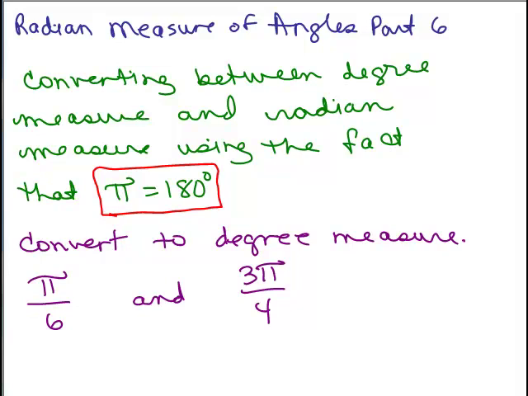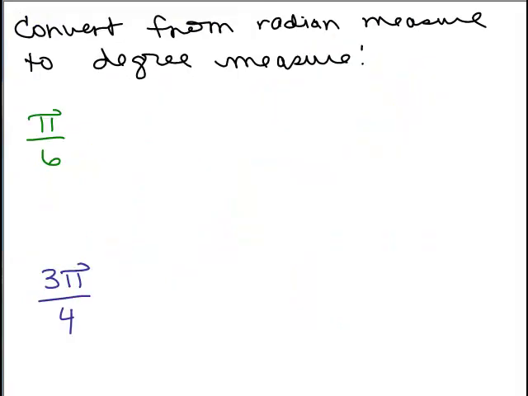This is part 6 of radian measure of angles, and we're going to convert between degree measure and radian measure and do these two problems on this video. All right, so here's our problem. We've got pi over 6. I want to go from radian measure to degree measure.